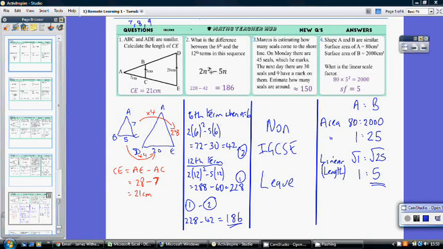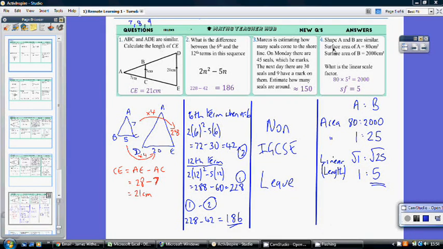So question 2 here, you just simply have to substitute in n being 6 and n being 12 and deduct the smaller one from the bigger one. So when n is 6, it's 2 lots of 6 squared minus 5 lots of 6, which is 42. When n is 12, it's 288 minus 60, which is 228. 228 take away 42 gives us 186. And then, as I said before, leave question 3. That applies to the GCSE, not the IGCSE.